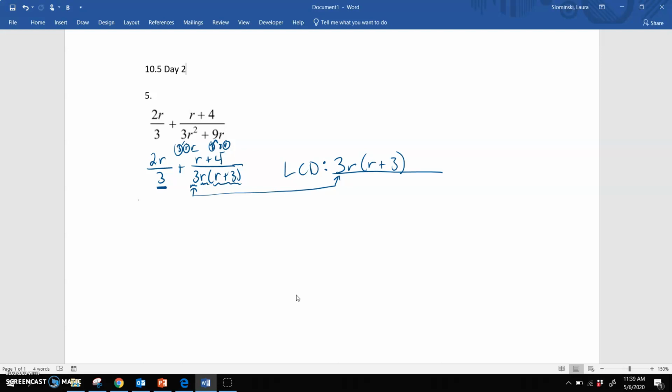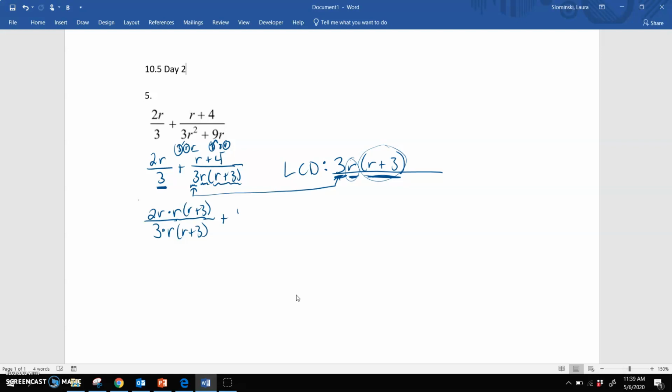Now we use the same strategy, again knowing that our least common denominator has 3 pieces, a 3, an r, and an r plus 3. So I take my first fraction, 2r over 3, which right now has a denominator of 3. So I have to figure out what's missing. It has the 3, it does not have the r or the r plus 3. So I need to multiply the bottom by r and r plus 3, which means I also need to multiply the top by r times r plus 3.